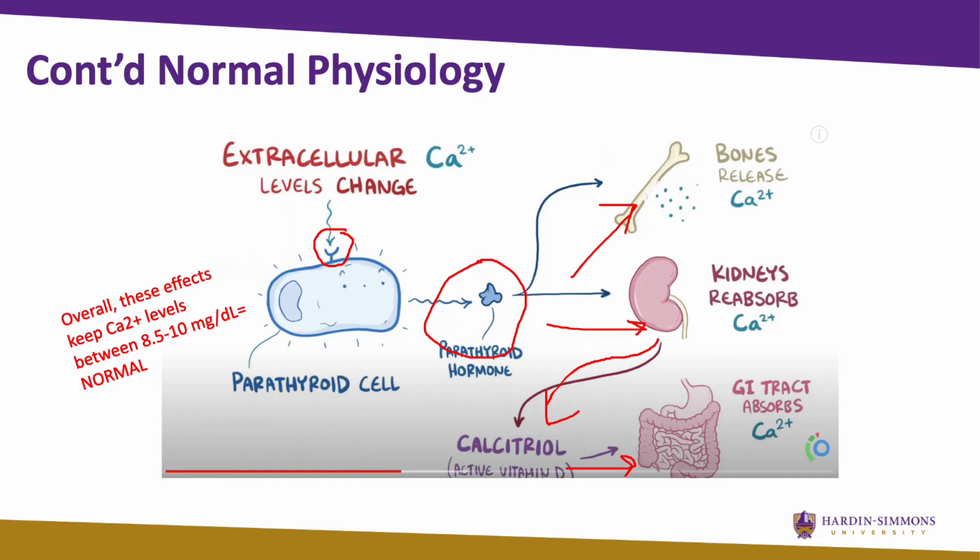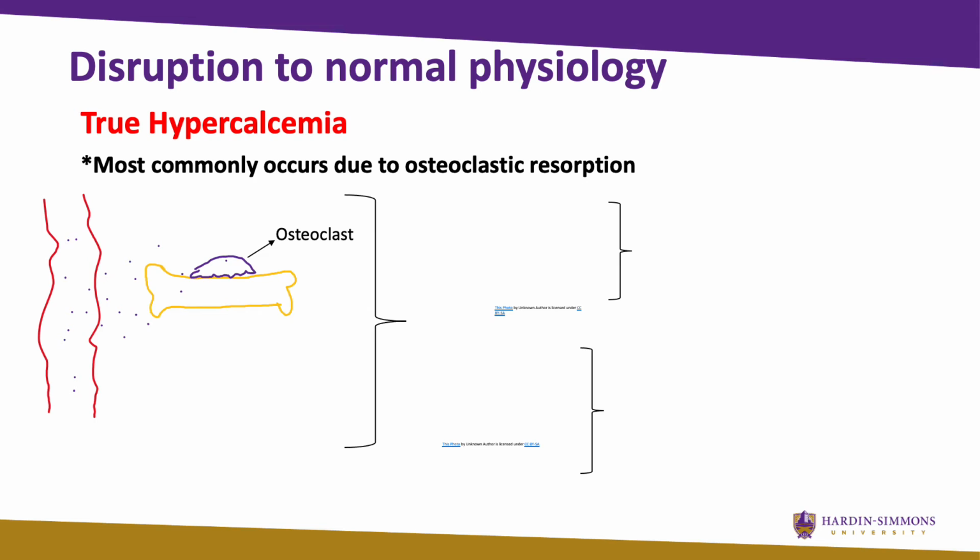All these processes cannot occur if we do not have electrically active neurons. So these synapses that occur between the hormone and the bones releasing the calcium and the kidneys doing their job in the GI tract, these can occur if those synapses occur from the electrically active neurons. So disruption to that normal physiology, our true hypercalcemia, most commonly occurs due to osteoclastic resorption.